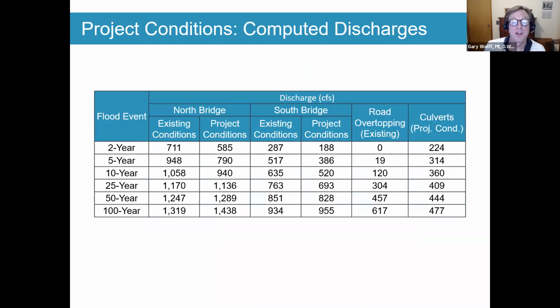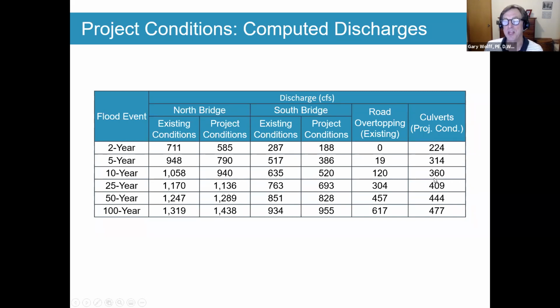And then this is just a summary of the model results. A lot of numbers to stare at here, but I'll just point out briefly that if you compare at each bridge existing to proposed, what we're seeing here is roughly, particularly when you get around the 25 and the 50-year event, that these numbers kind of match existing, particularly around the 50-year event. So we're not pushing a lot more flow through the bridge openings.